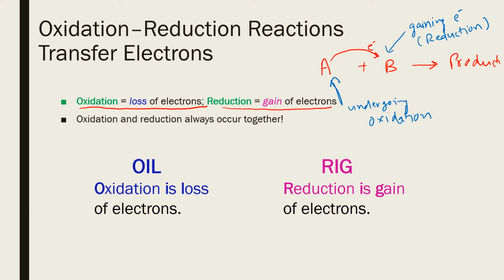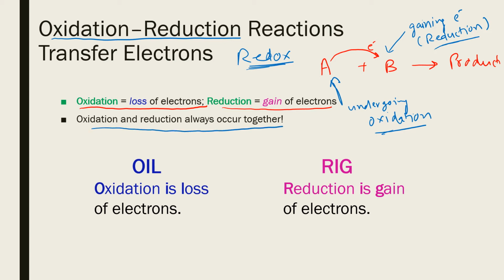As we can see, if one reactant loses the electron, the other one must gain it. So therefore oxidation and reduction reactions take place simultaneously. Hence that's why they are studied together, and that's why they are also known as redox, because they always take place together. So oxidation and reduction always occur together.